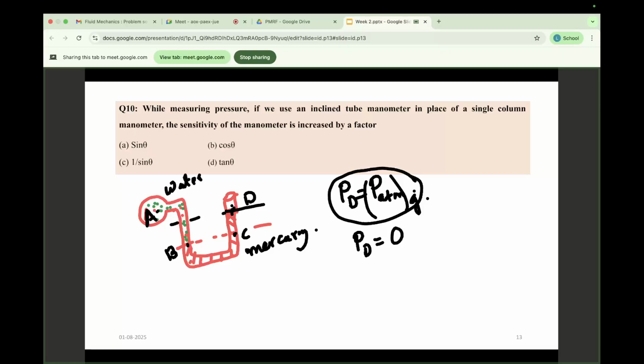Is it clear up to this? So after this, this level you can calculate using a scale. This height, yes or no? Yes. So pressure at C, what should it be? Pressure at D plus rho g h. Say this one is H1. So if you know this height and this liquid is mercury, so here use the density of mercury. So what will you get? You will get pressure at C. Yes.